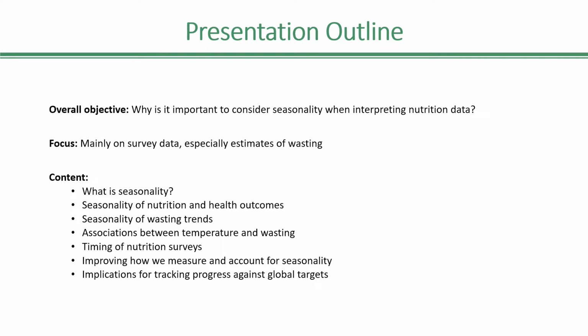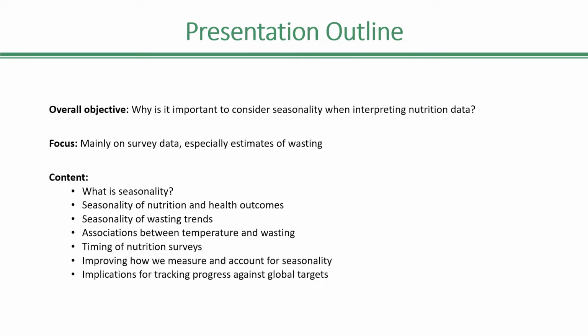Today we will cover what we mean by seasonality, and examine the seasonality of nutrition and health outcomes. We'll take a more specific look at the seasonality of wasting trends and associations between temperature and wasting. We will then look at the timing of nutrition surveys and how this affects wasting estimates. We'll take a quick look at how we might improve how we measure and account for seasonality. And finally, we'll look at the implications of all this for how we track progress on wasting against global targets.